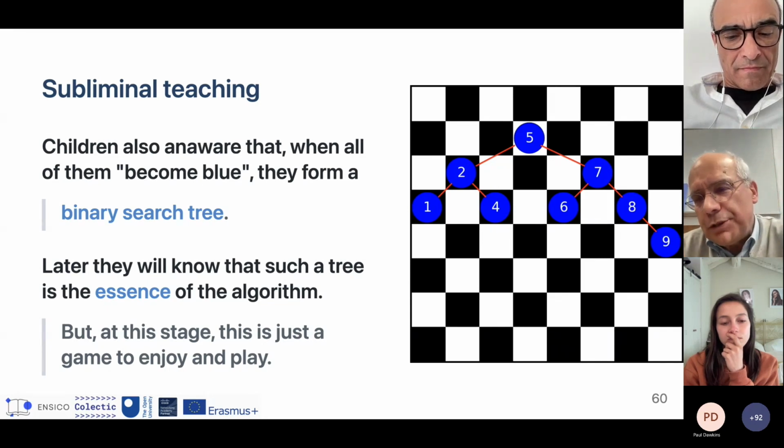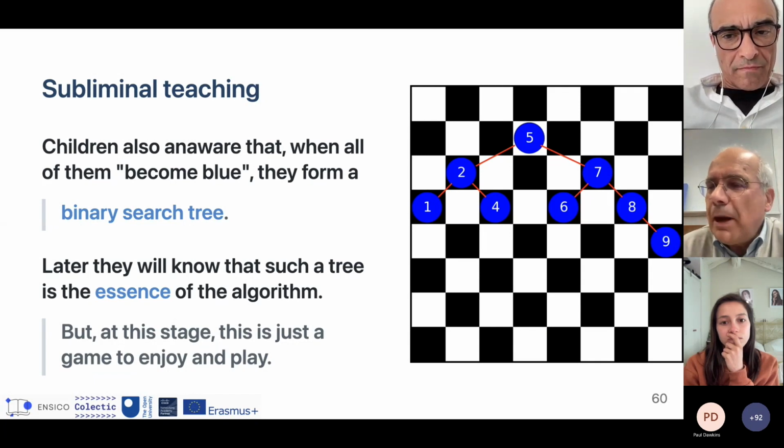They form, as you see here on the chessboard, a binary search tree, which is ordered. So it's what's called a binary search tree. And they will much later understand that the essence of this quicksort algorithm is this tree. But that will take years to reach that stage.